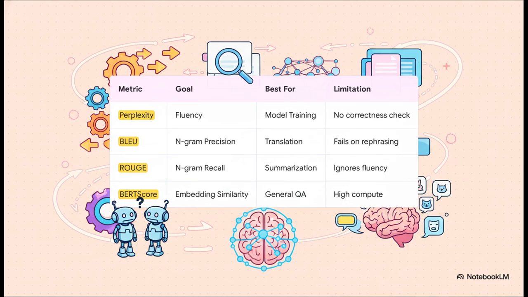You've got the classics like BLEU and ROUGE, which pretty much just compare word overlap. BLEU is focused on precision, so it's great for machine translation. ROUGE is all about recall, which makes it perfect for summarization. The catch is, they don't really understand synonyms or rephrasing. That's where a modern metric like BERTScore comes in. It actually compares the semantic meaning of the texts, which is way, way smarter.